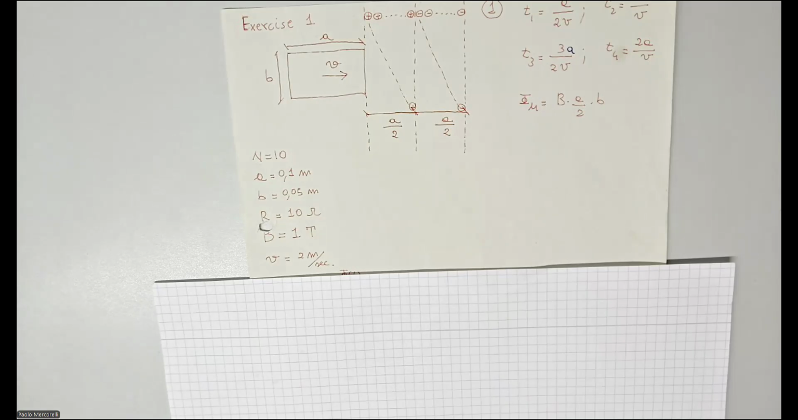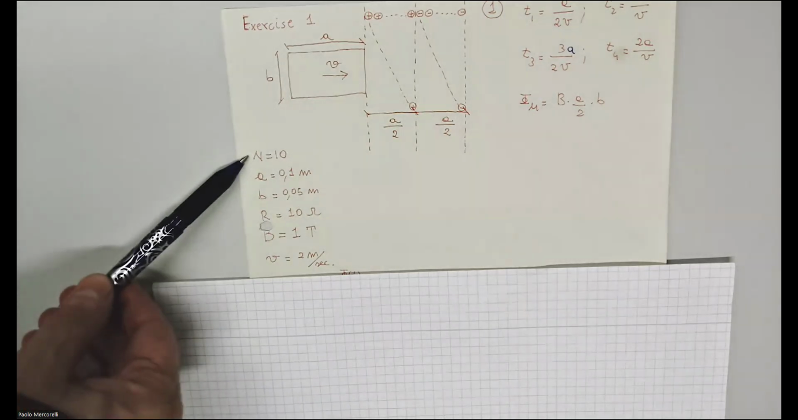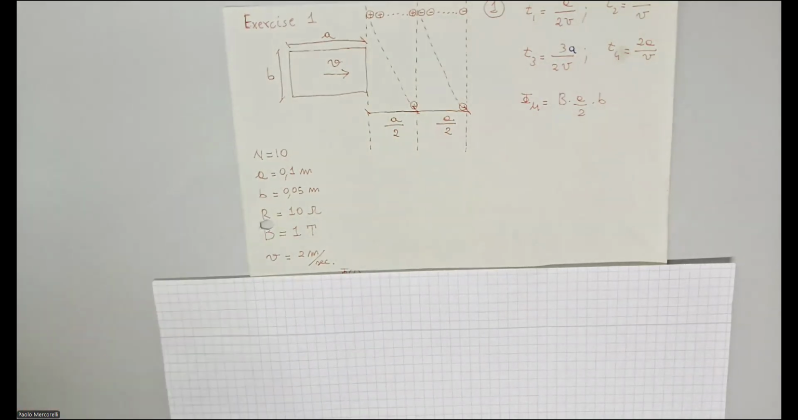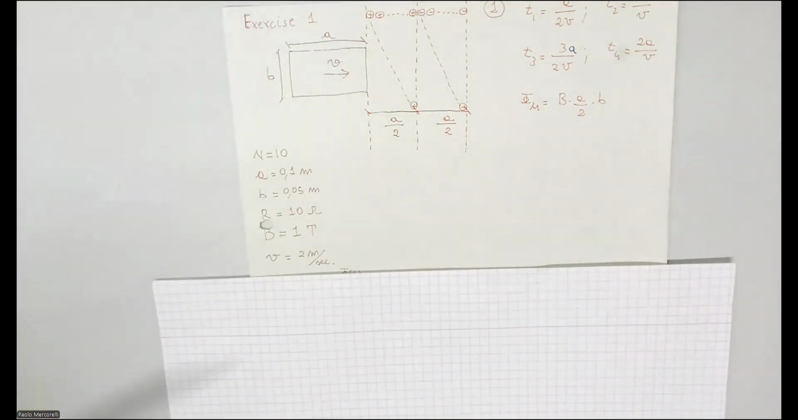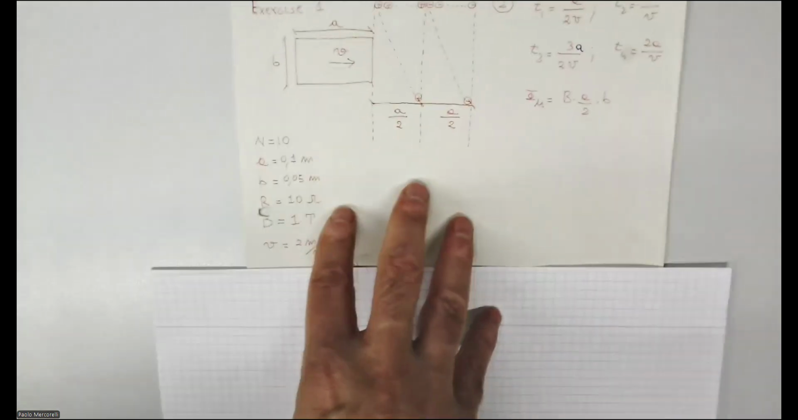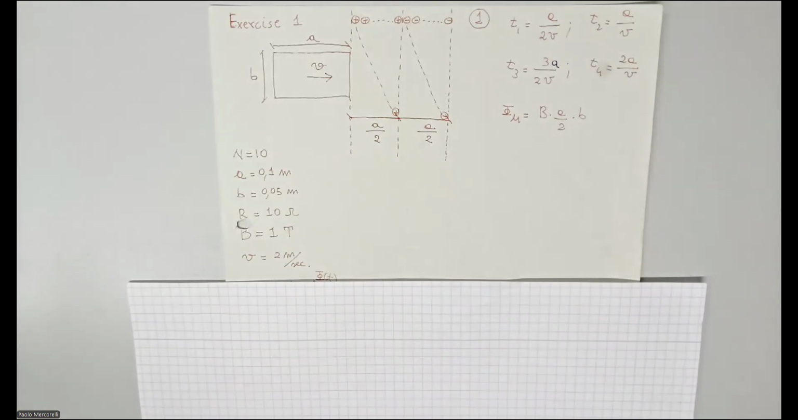Anyway, we have a coil with 10 windings: 1, 2, 3, and so on. The dimensions are rectangular, with two sides, A and B. And look, here we are in the presence of two permanent magnets. Try to imagine, with a bit of fantasy, that we have a couple of magnets, or the two magnets, better to say.